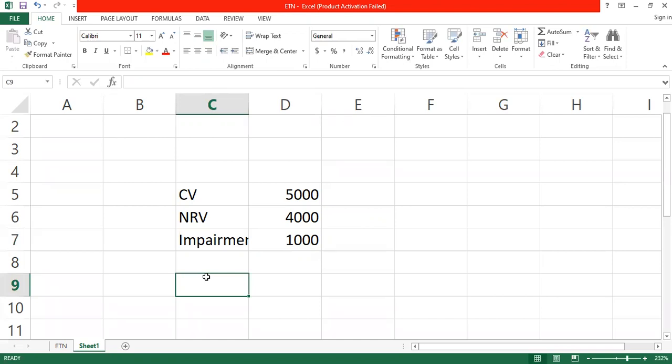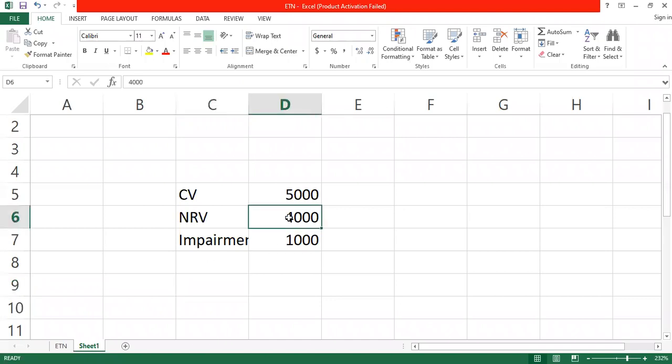But for non-current asset held for sale, we don't do value in use. We assume that the carrying amount will be recovered through only sale. So we only look for the net realizable value. So if the carrying value is higher than the net realizable value, it means that the asset has impaired.